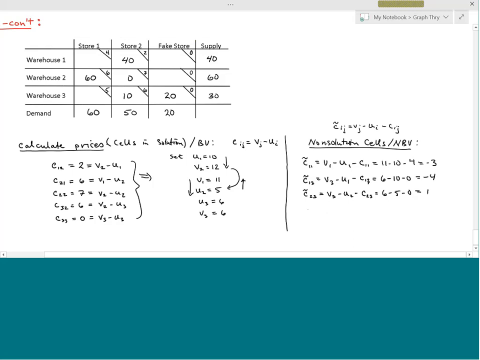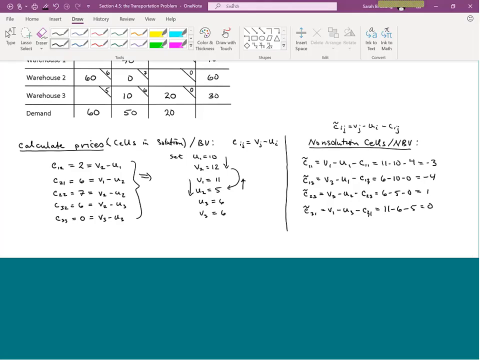And last empty cell is row 3, column 1. So we're looking at the formula V1 minus U3 minus the cost in that cell, which is cost 3.1. V1 is 11, U3 is 6, and the cost in this cell is 5, and this zeroes out. So you guys tell me, which cell should we add to our solution? And while you're doing that, I'll change colors so I can highlight it.